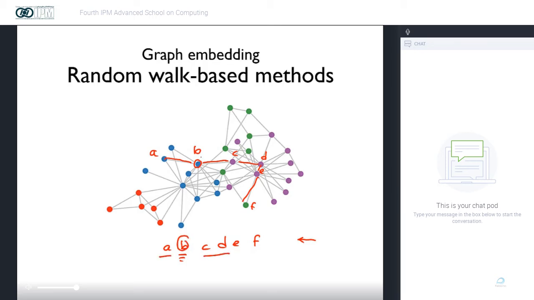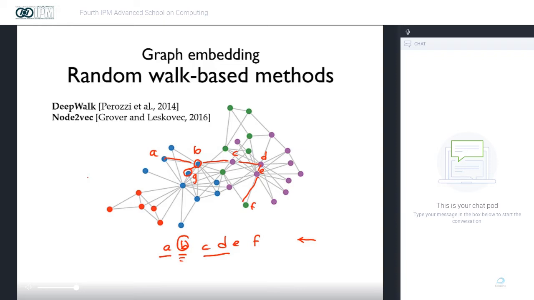If the term B, or the node B, appears many times with a node G here, then the two nodes tend to have similar embeddings. And that's reasonable because they are sitting at a distance of 1 in this graph. So probably the more chances of going from one node to another node in the graph, the higher the chances are for these two nodes to get more similar embeddings in the space, or to be placed close to each other in the semantic space.